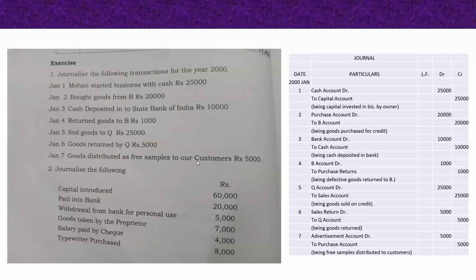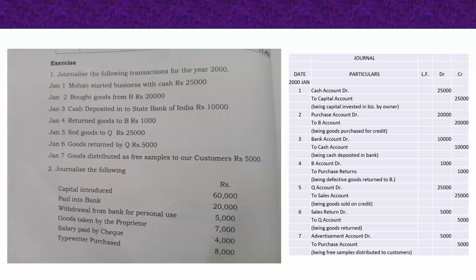And then sold goods to Q, again Q account debtor to sales account, because Q is the receiver here, and then goods returned by Q. Since Q has returned the goods to us, it's considered a sales return. The company has received a part of the products back, so it is termed sales return account debtor to Q account, which is worth 5,000. So check this entry.